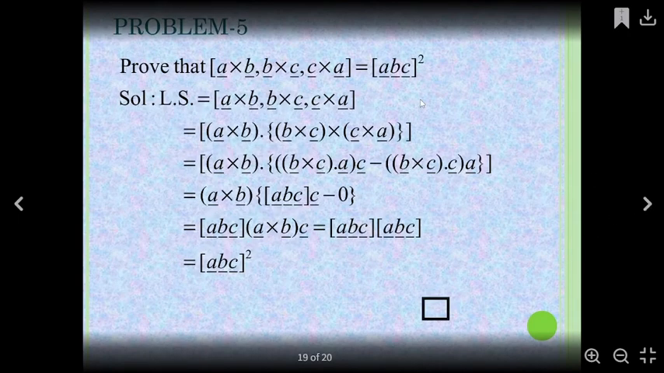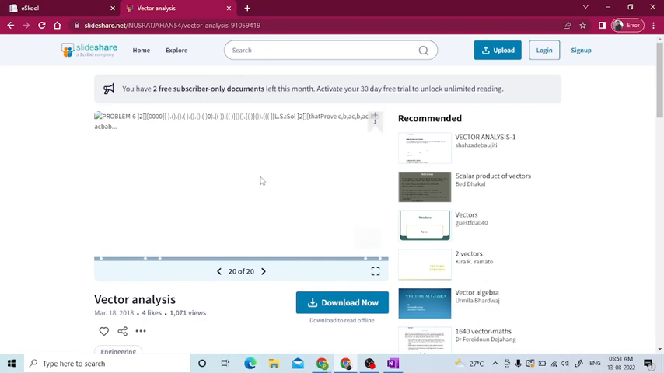Prove that the scalar triple product of a cross b, b cross c, c cross a is equal to [a b c] to the whole square. We solve this, and then we get the result. This is [a b c] to the whole square. Finally, this is over, and this is the concept related to vector analysis.